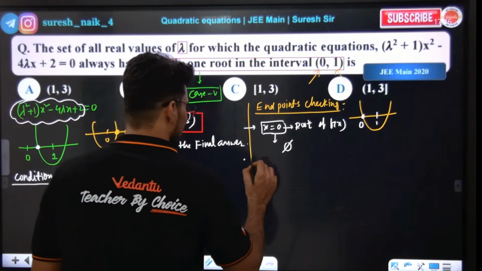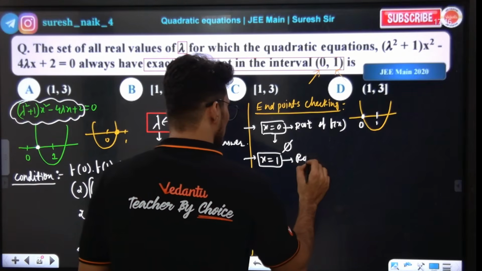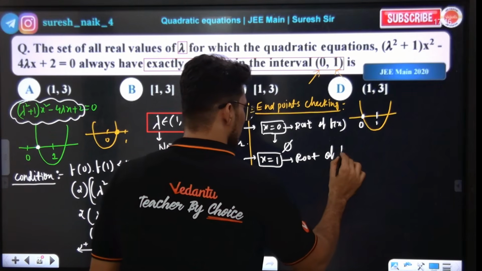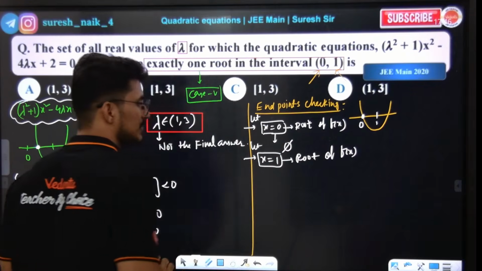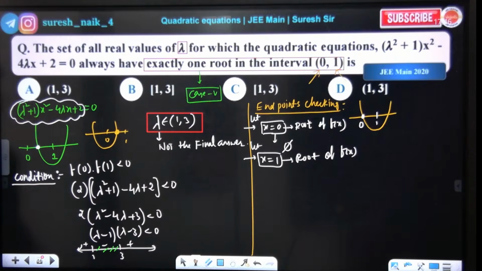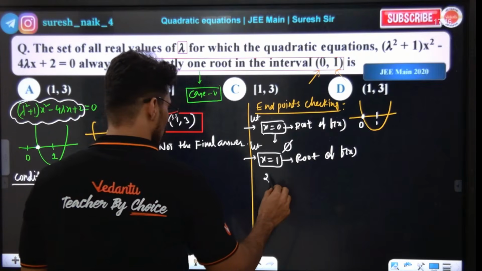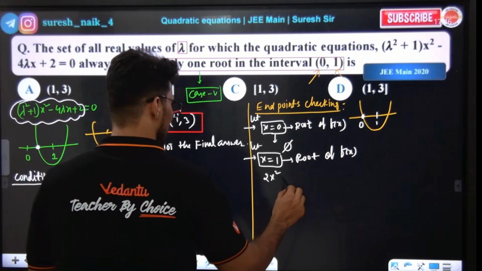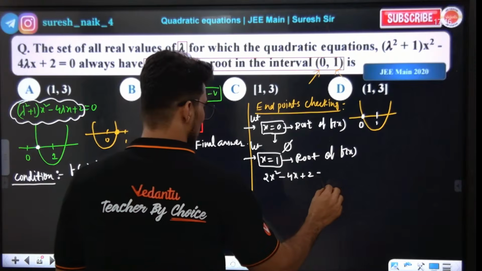Now, if I take x is equal to 1 as a root of f of x, okay, I'm letting it like that. So now tell me, x is equal to 1 is a root of f of x means what am I going to get? Put x is equal to 1: 1 plus 1, 2x square minus 4x plus 2 is equal to 0.